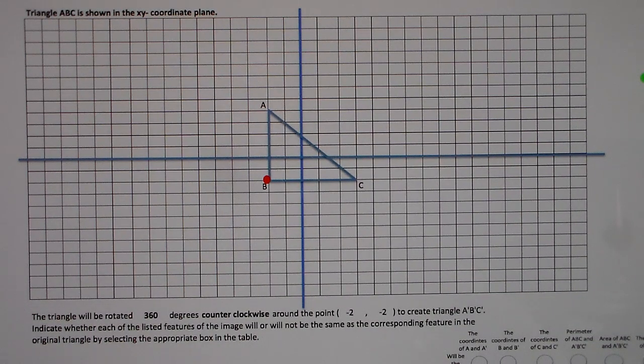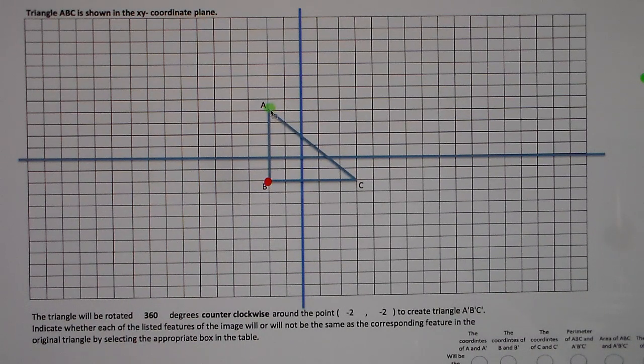Alright, this is 19 Notes Part 2. We're moving on to the next problem here. We have a triangle right now in the middle, and the point of rotation is at -2, -2, as you can see down here at B, by that red dot. Now we gotta rotate all of these 360 degrees.